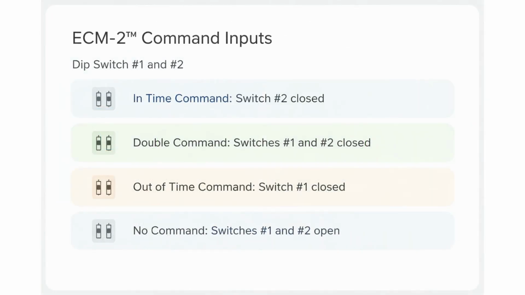Four distinct input commands can be sent to the motor's computer using the first 2 dip switches on the control board. If only switch number 2 is closed, it sends an in-time command, and the motor runs its factory program for that state. If both switches 1 and 2 are closed, a double time command is received. Closing only switch 1 results in an out-of-time command. Finally, if both switches are left open, the computer receives a no command input and defaults to its standard factory program.